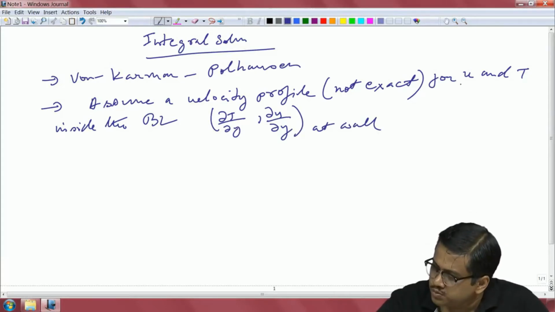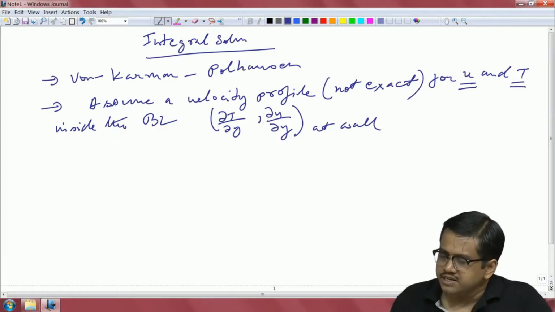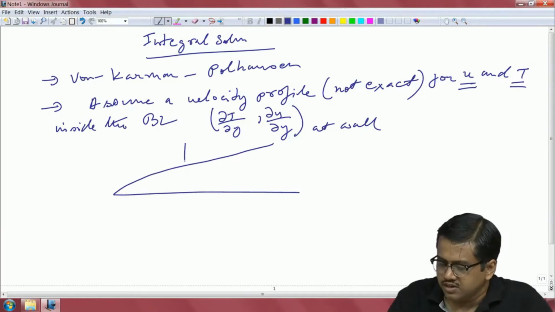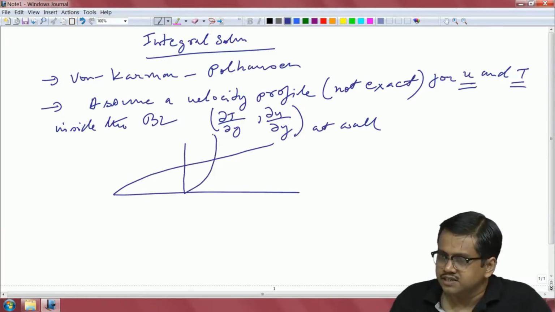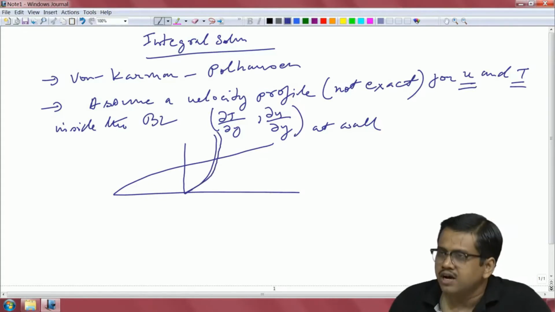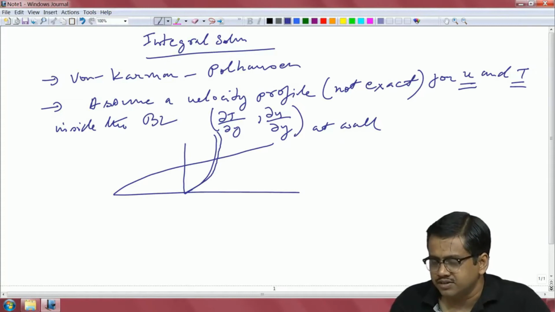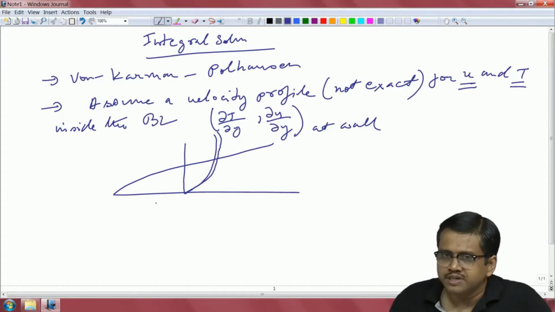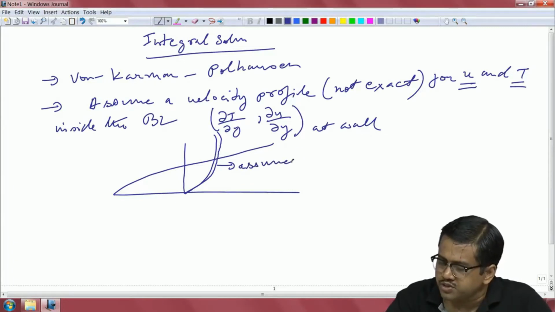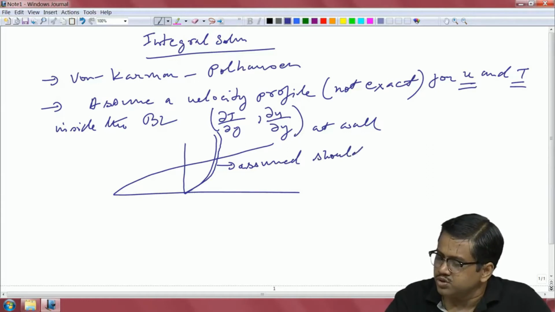So, why not assume something for u, something for T? That means if the normal boundary layer profile is like this, that is what we drew, I can draw an inexact profile, something like that, which resembles this but is not exact because we do not know the form. But whatever the assumed profile, it should obey all the boundary conditions.